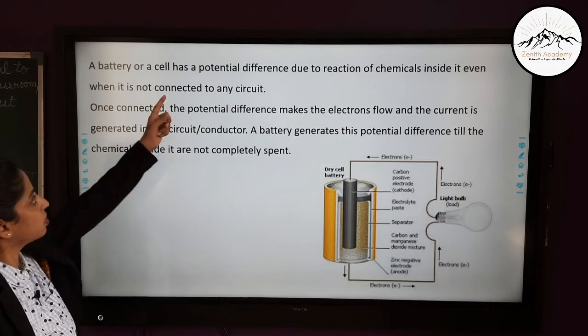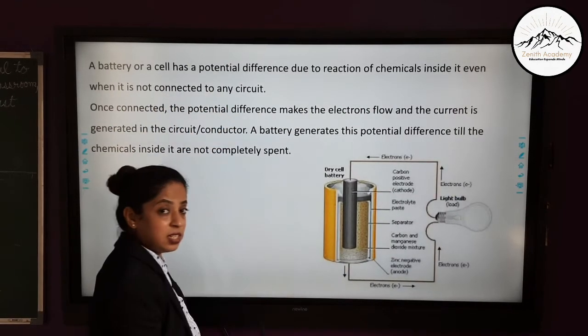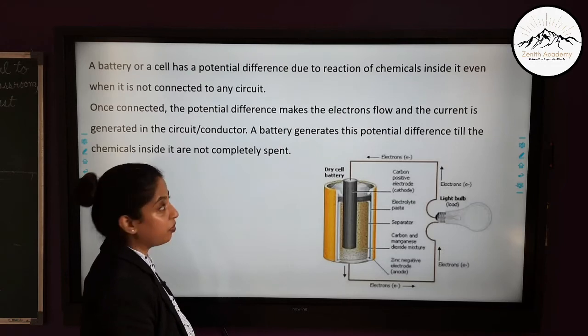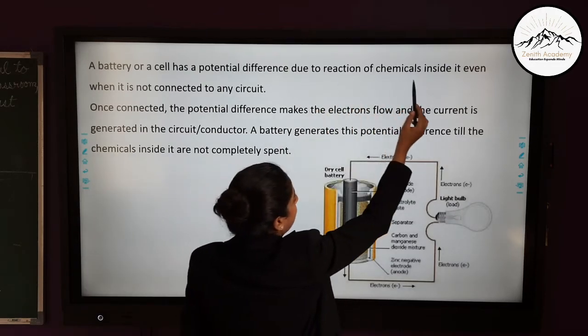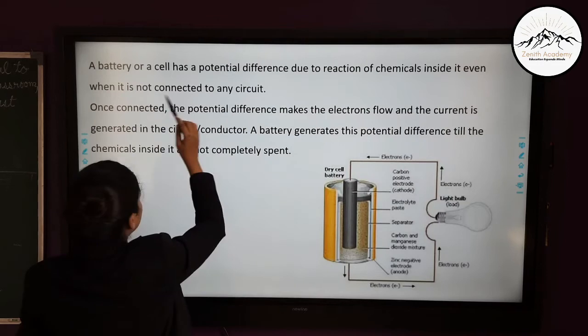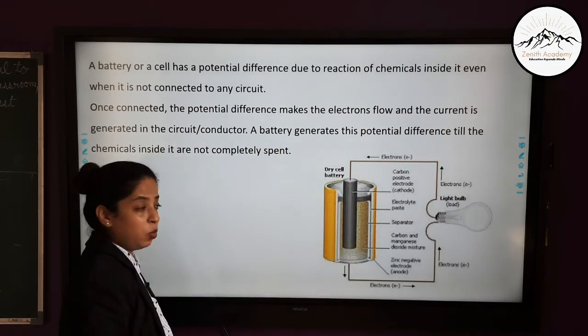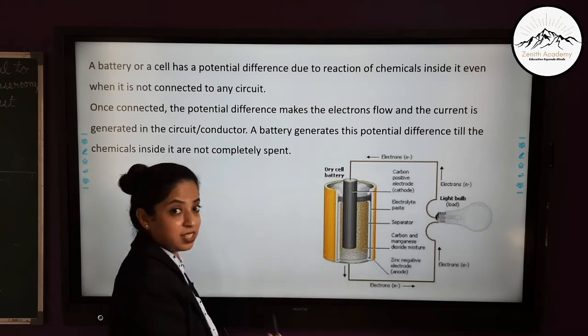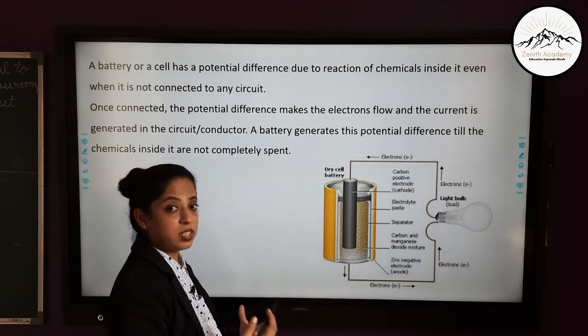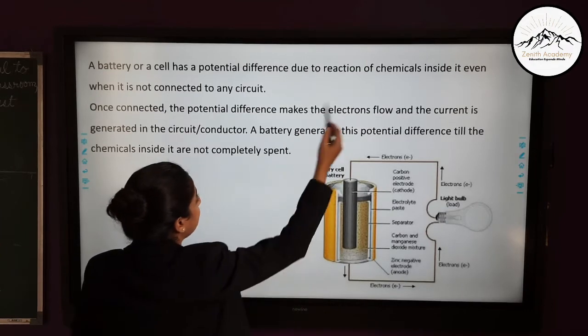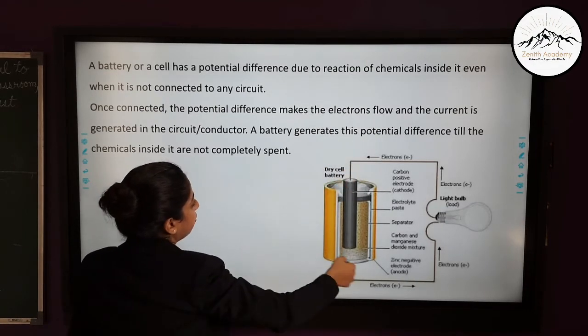So a battery or a cell has a potential difference. Why does a cell or a battery have a potential difference? Due to the reaction of chemicals inside it, even when it is not connected to any circuit. If you have seen some dry cell or battery, you must have noted that there are chemicals, there is an anode and cathode, so there is always a chemical reaction happening. Due to this chemical reaction, there is always a potential difference.